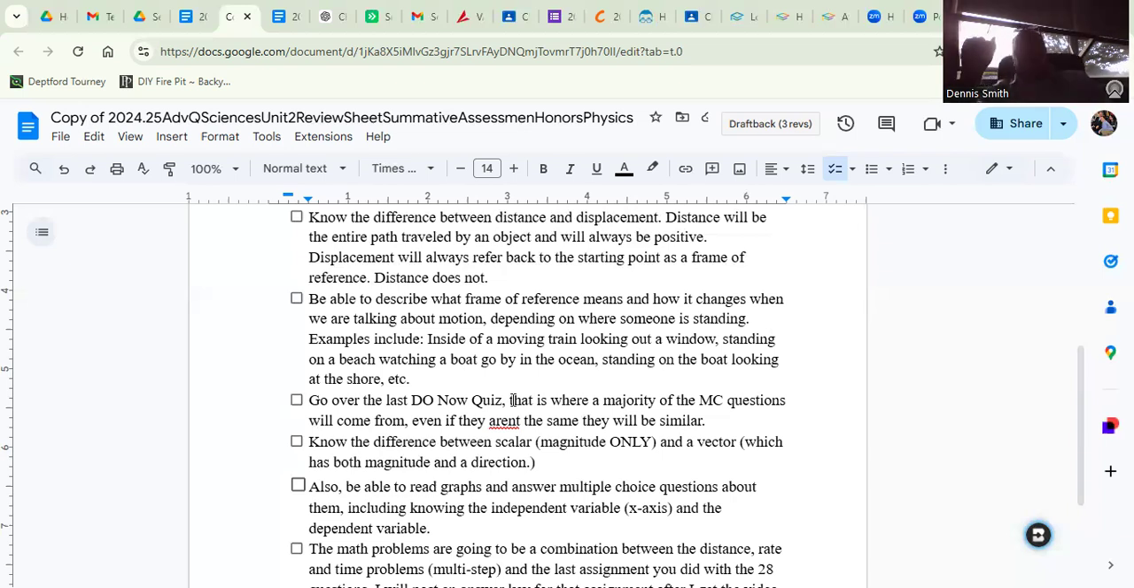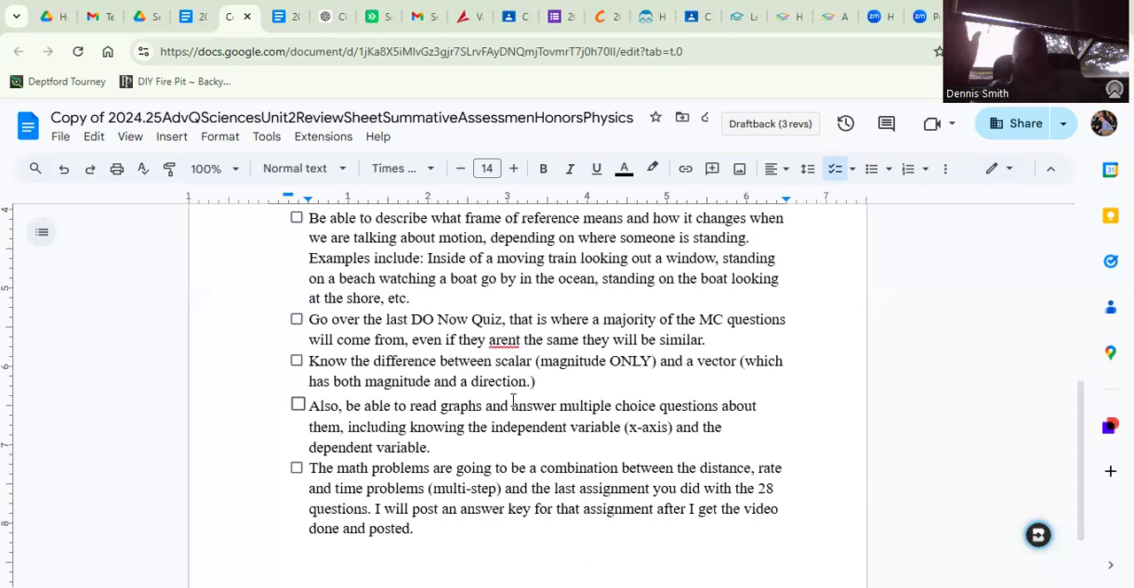Distance not necessarily does. Okay, be able to describe what the frame of reference means and how it changes when we're talking about motion, depending on where someone is standing. Examples include inside a moving train looking out a window, standing on a beach watching a boat go by, or being on the boat watching the beach go by. Okay, standing on a train platform looking at a window. Being in the train looking out, or looking at something that's in the train that's in the same frame of reference that you are in. Understand what the frame of reference means.